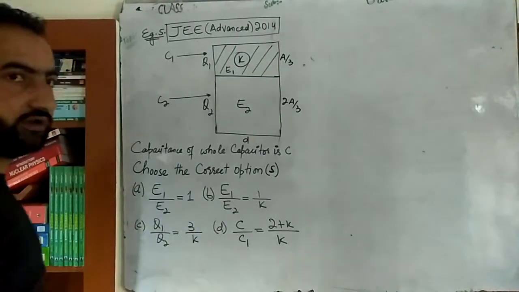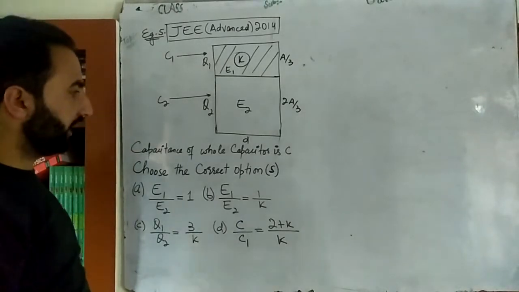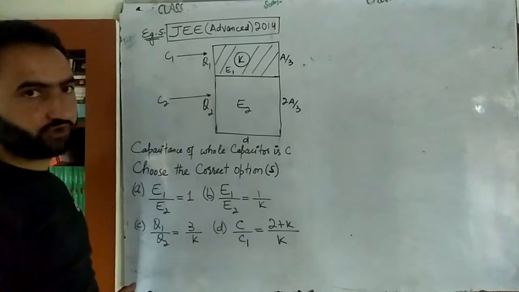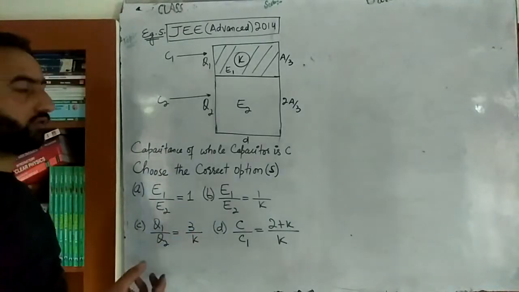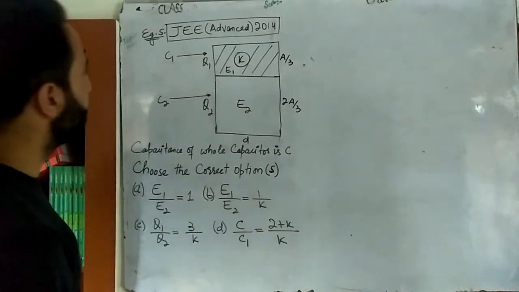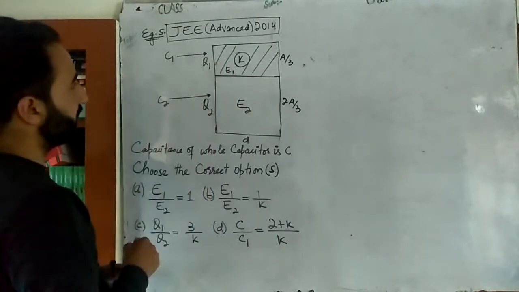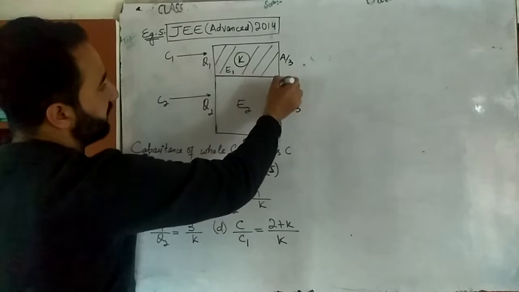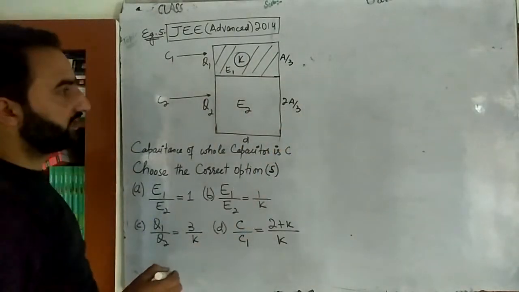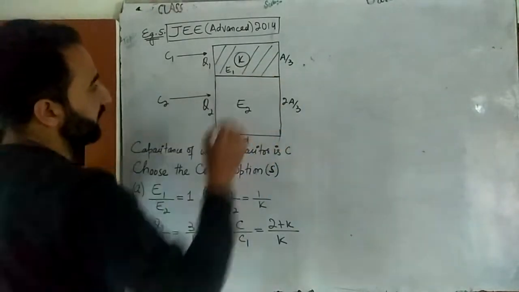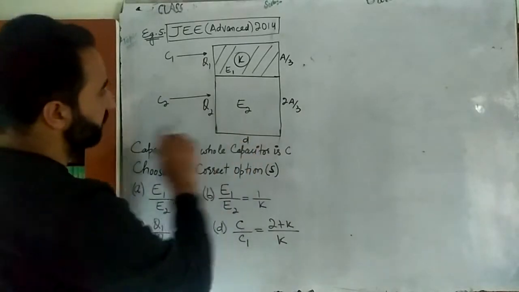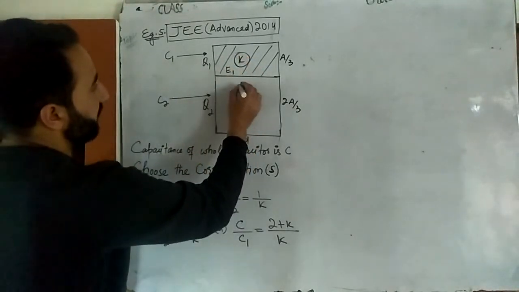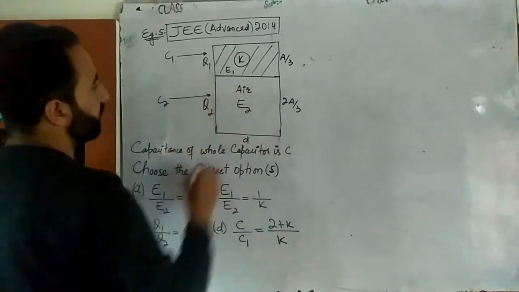Example number 5, it's asked in JEE Advanced 2014, and it is a more than one options correct type question. So either one or more than one option can be correct. The question is like this: this is a parallel plate capacitor, so area is A. Now this portion has an area A by 3, so obviously this portion has an area 2A by 3, so that the net area becomes A. The separation between the plates, D, is given to you, and this portion here has dielectric constant K. This here is air, whose dielectric constant is 1.